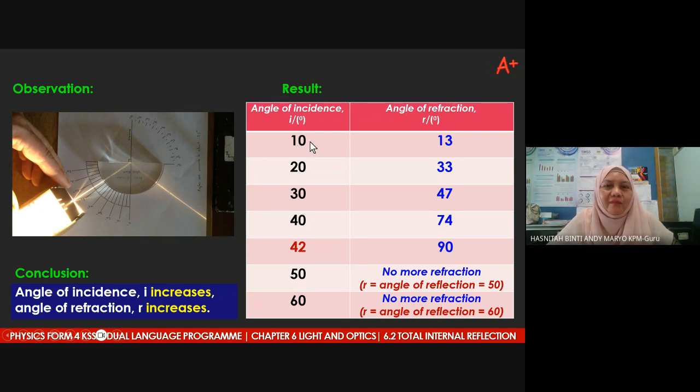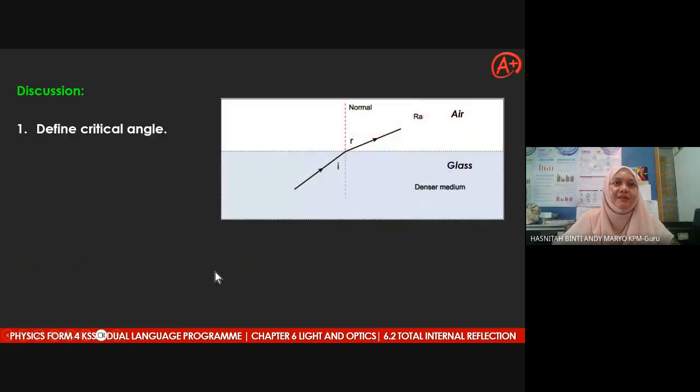If you look at the angle of incidence, as it increases from 10 to 42, you can see that the angle of refraction also increases from 13 to 90. So 90 degrees is the maximum angle for refraction to occur. I repeat, 90 degrees is the maximum angle for refraction to occur. After 42, what happened? At 43 and above, there is no more refraction, but it is replaced with total internal reflection. So this is the first activity.